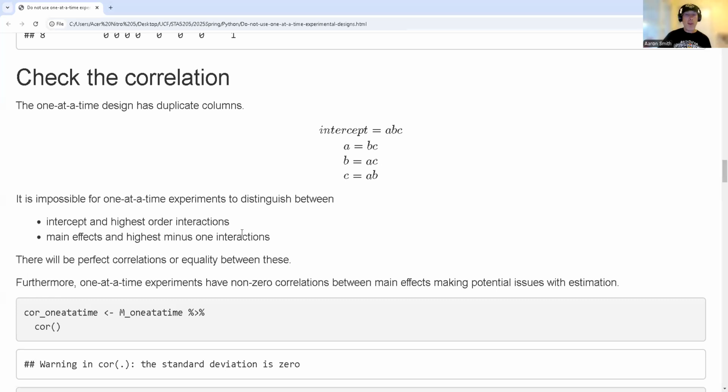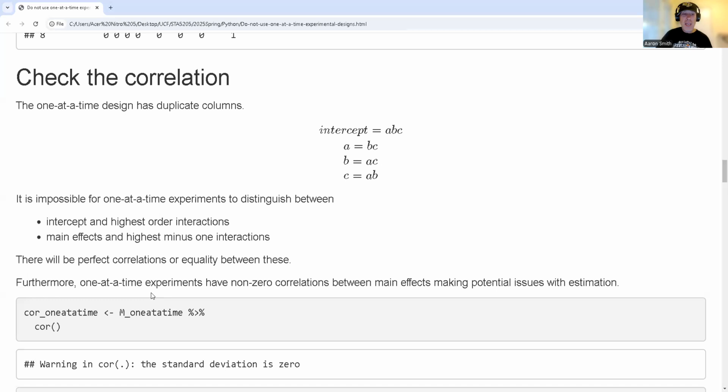All right, now if I had more main effects, fewer main effects, I'm going to have perfect either equality or perfect correlation 100% of the time. And of course, equality is perfect correlation also. And because of that, it doesn't matter what I do. If I only use one at a time experiments, I cannot get a full understanding of my data or of the situation using the data from these experiments.